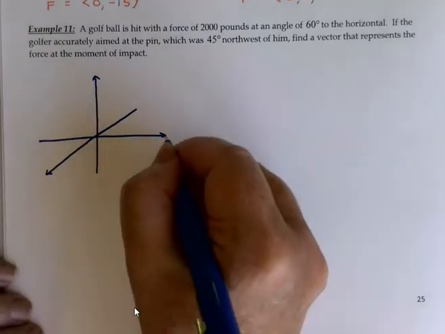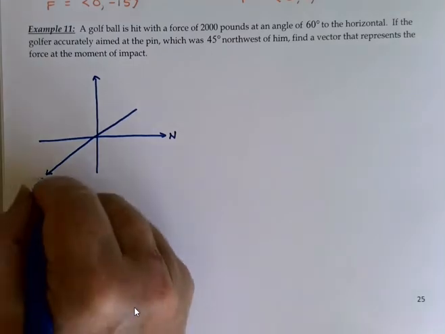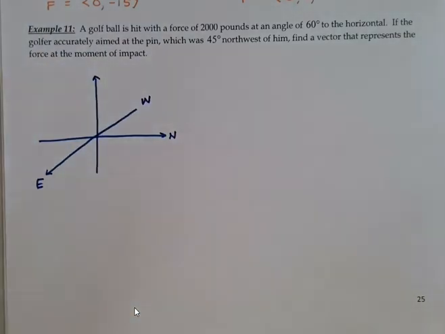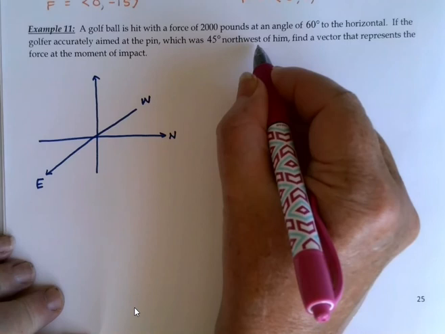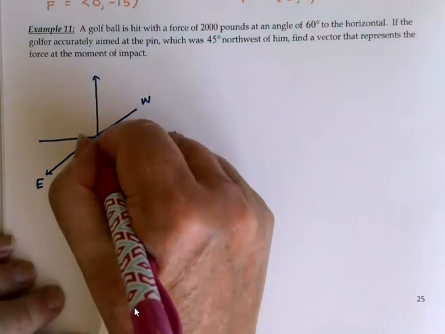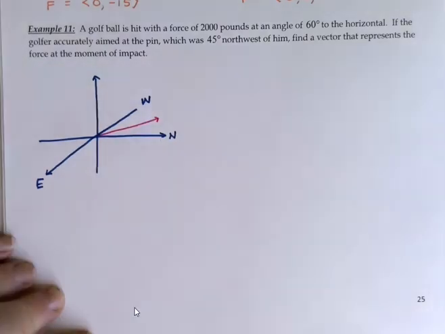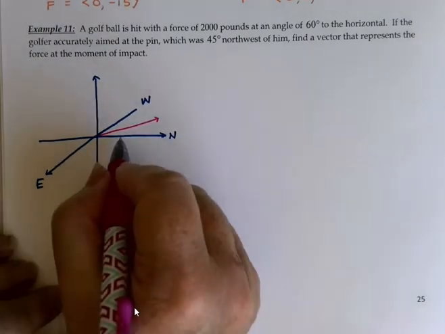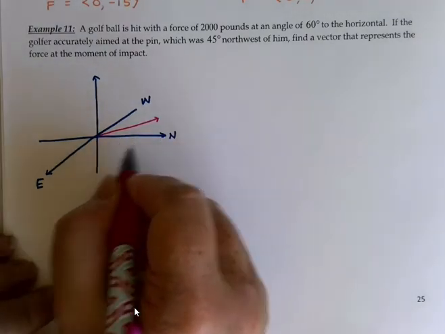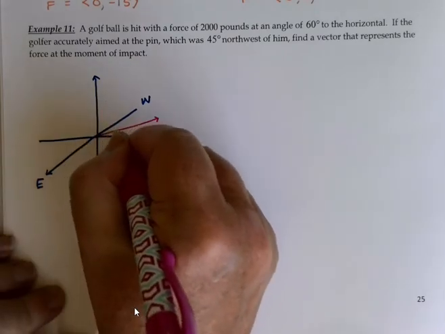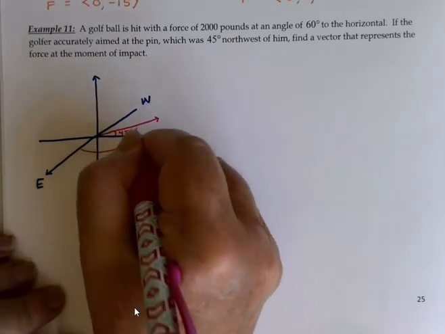All right, north is the positive y-axis, so this would be east, and back here would be west. So I'm going to start in the xy plane, and to go 45 degrees northwest, we'd be halfway between north and west right here. So let's see here. With the positive x-axis, which is east, this is 45. This would be 135.